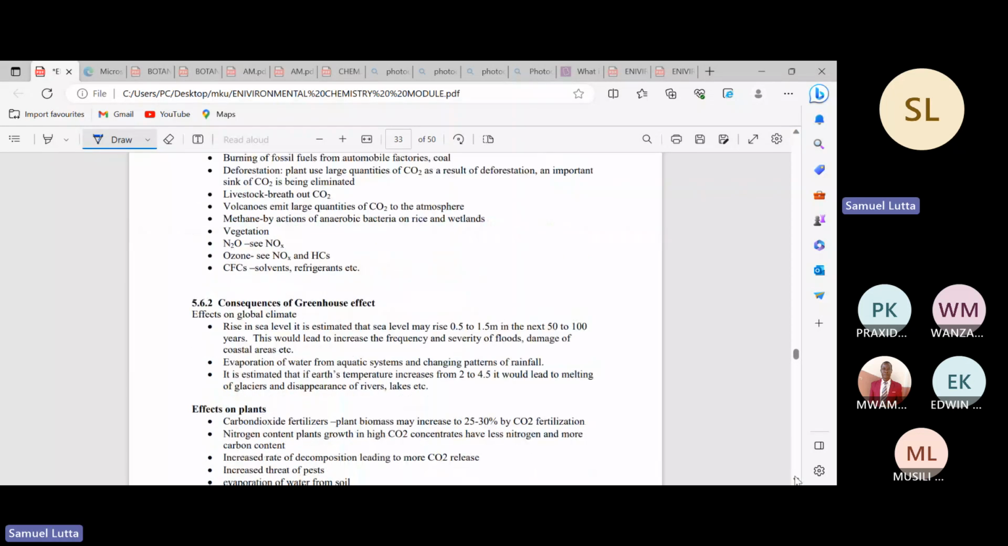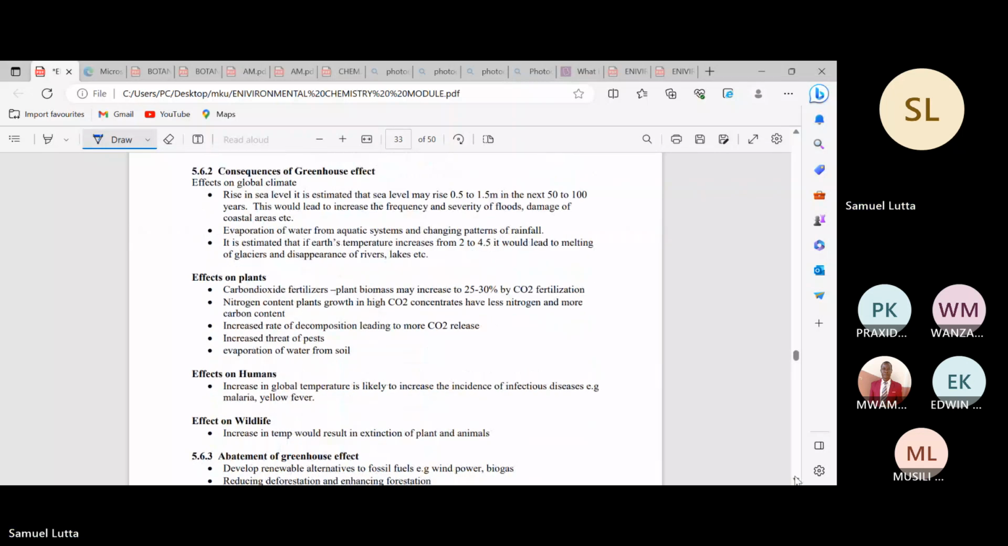So what are the effects of global warming, or what we refer to as the greenhouse effect, when the temperature of the atmosphere rises beyond what is expected? One of them is the increase in what we call sea level. Why does this increase? Because when the temperature is high, most of the ice will melt, and when it melts, it means the level of the sea will increase.